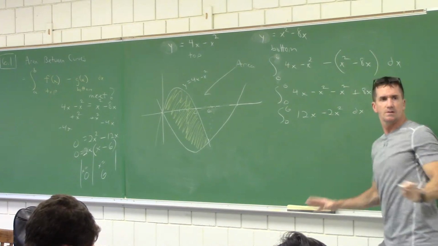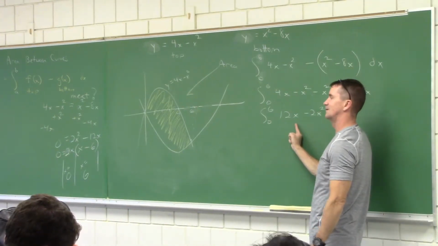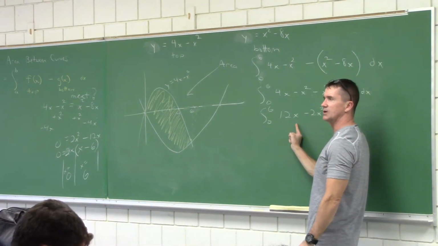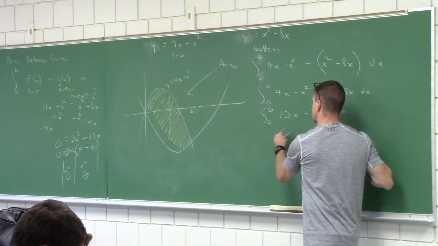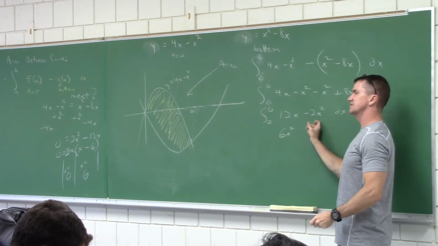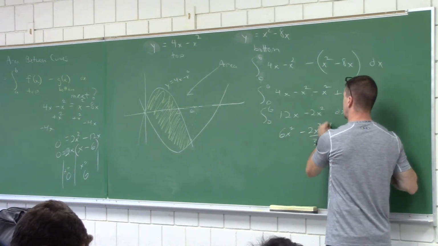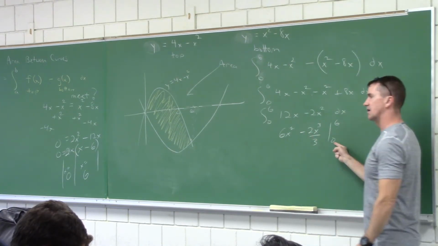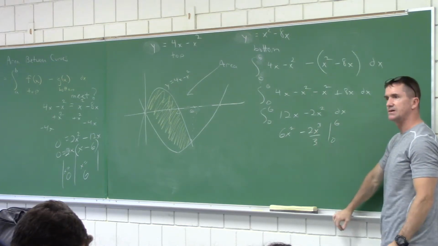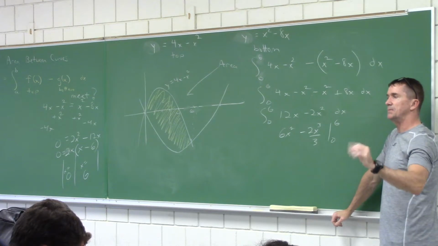So far so good? What's that antiderivative? 12x squared over 2 is 6x squared. Antiderivative this. Minus 2x cubed over 3. Oh, I love zeros. All I got to do is plug that 6 in there and subtract them, right? And you know this. Doesn't the answer have to be positive?